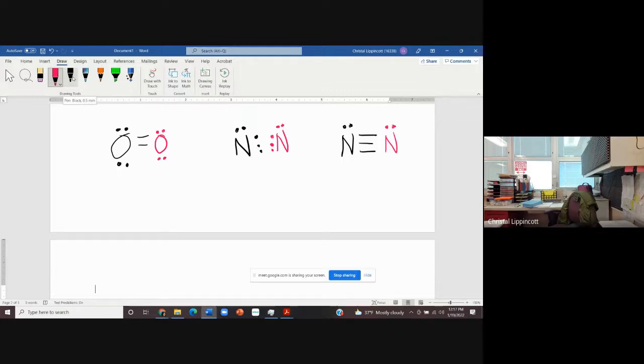Okay, so how many electrons do we have? 4, 5, 6, so 12. 2, 4, 6, 8, and then you've got to have 10 and 12. So make sure that you're counting your electrons to see that they're positioned appropriately. Make sense? All right, so let's look at the last couple on here.